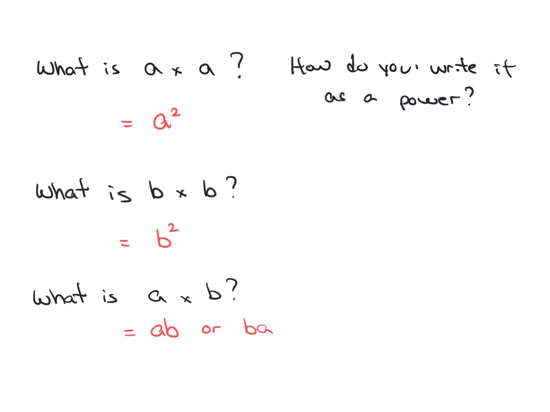Now we'll get into today's stuff, which is exponent laws. We'll go through it with examples. So what if I told you to simplify something like this: A cubed times A squared. Okay, A cubed times A squared. How would you do that?